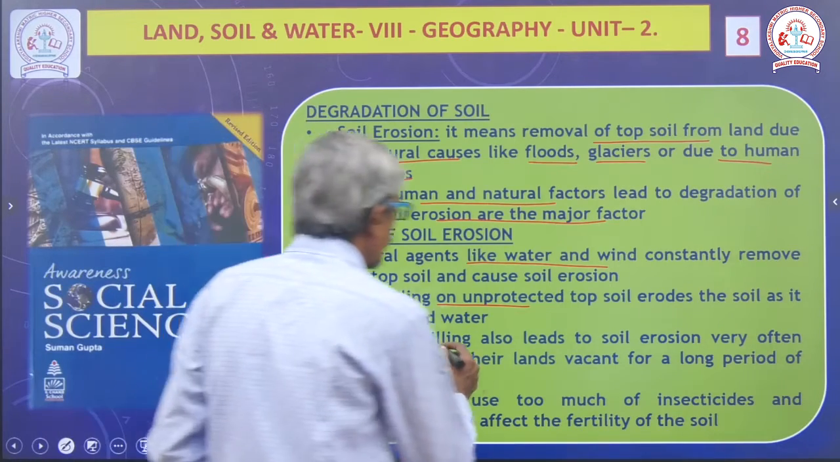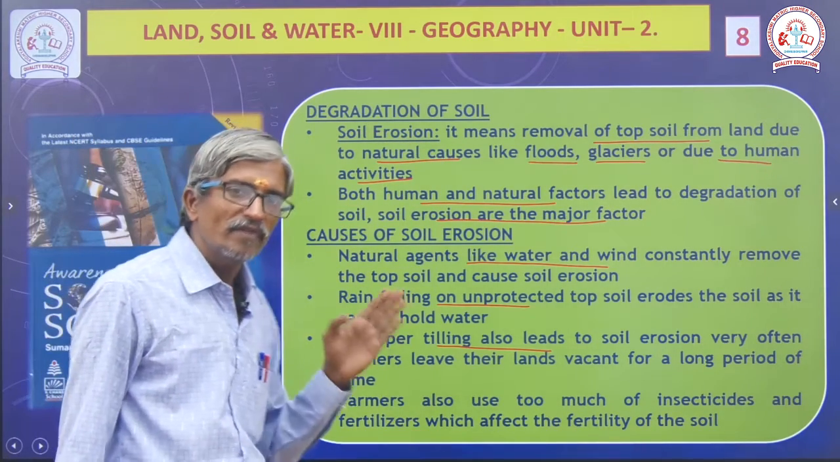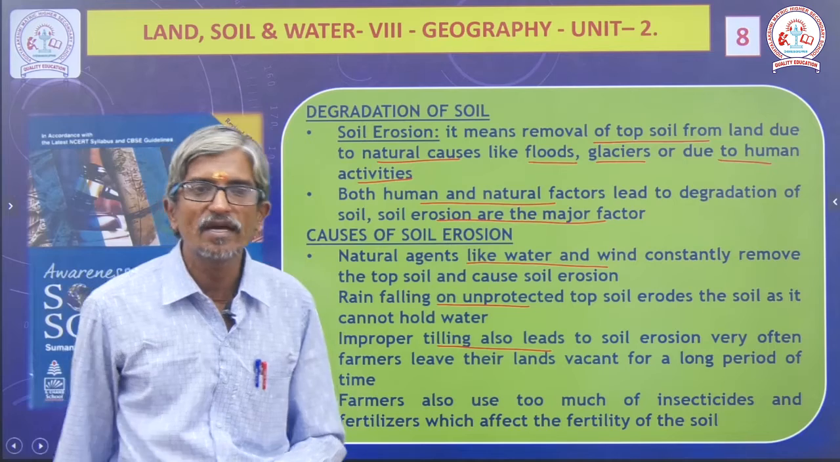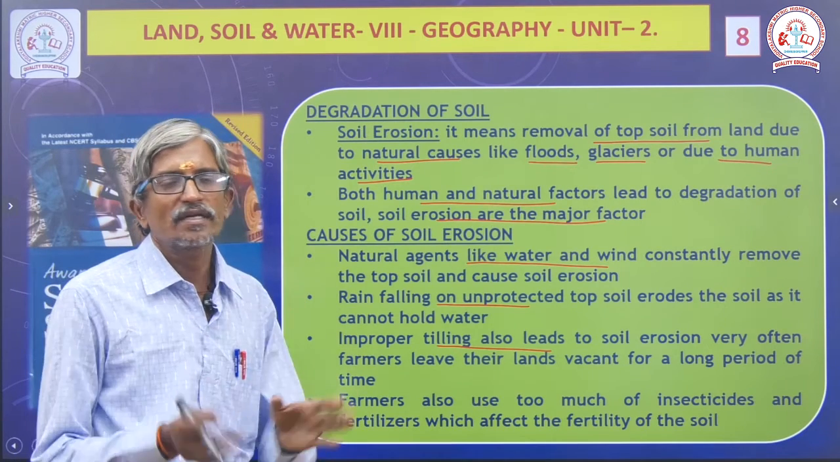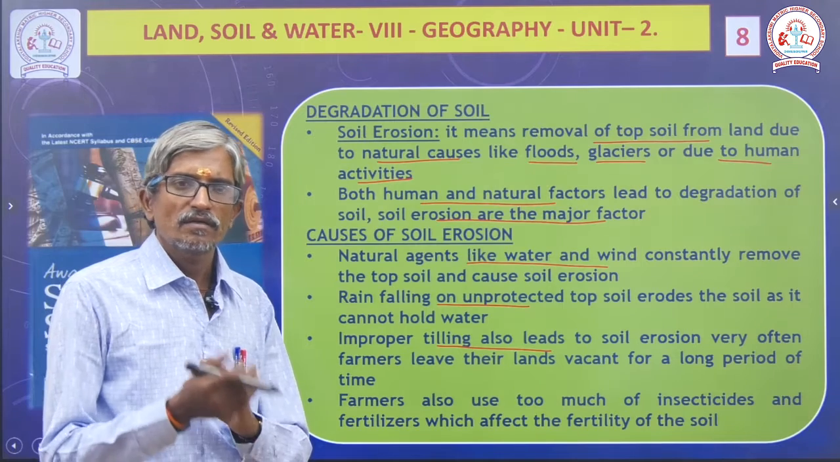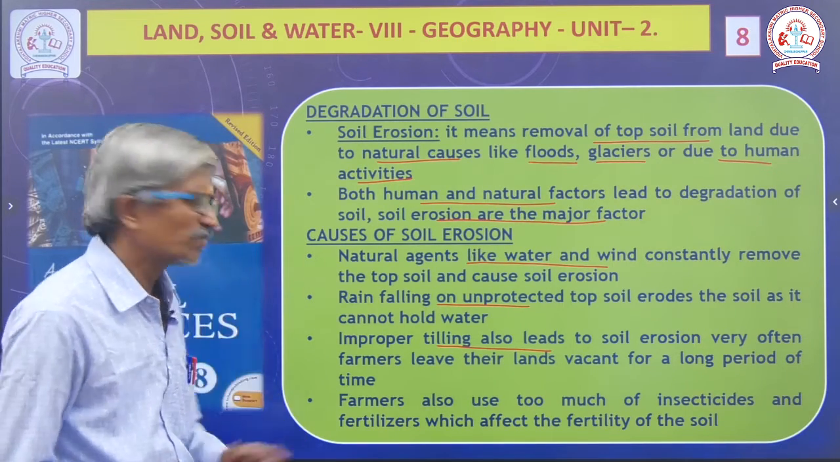Next, improper tilling. This is also one of the important reasons. Very often farmers leave their lands vacant. That is why some farmers leave the region uncultivable. They are not practicing cultivation. This is also another important reason, for a long time.